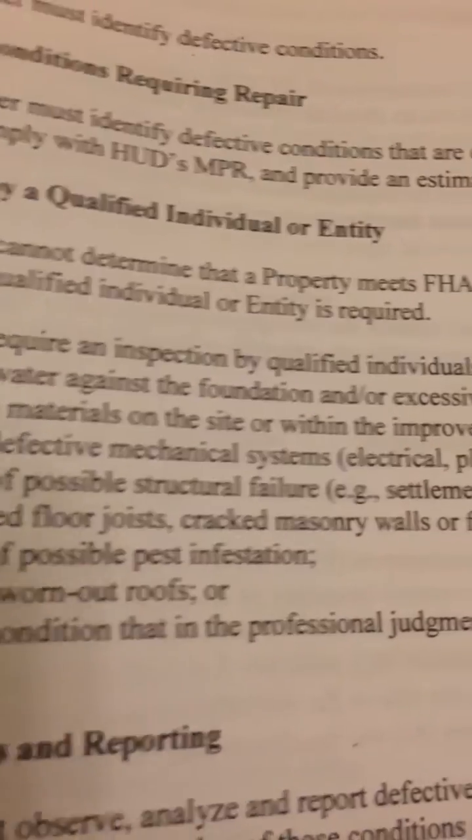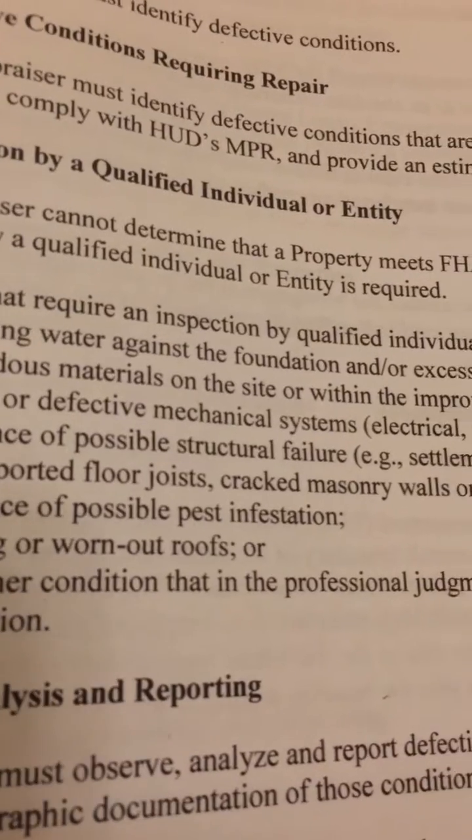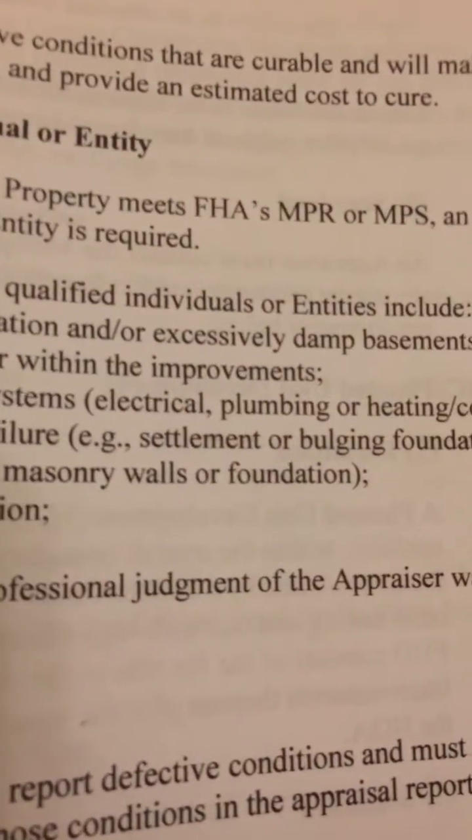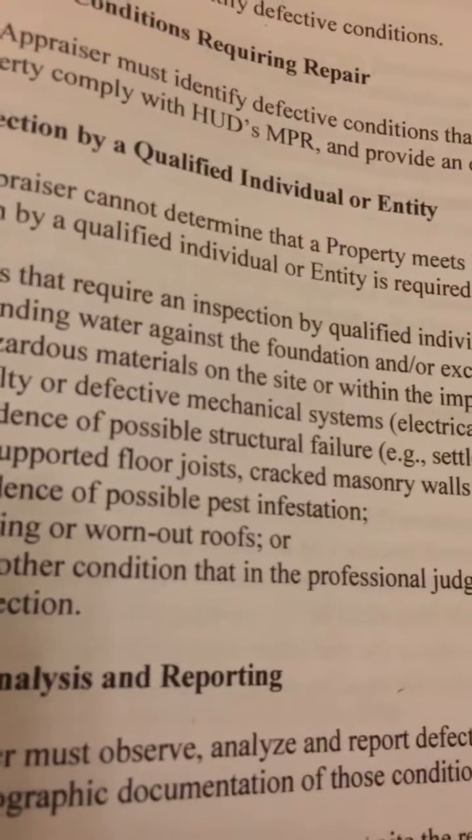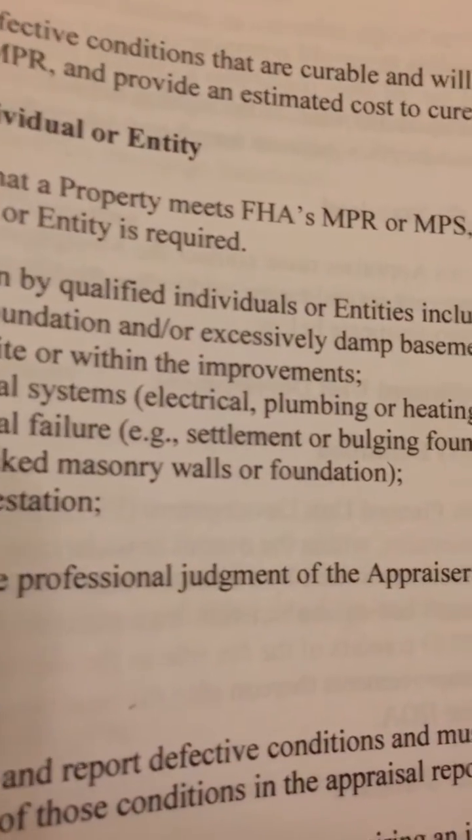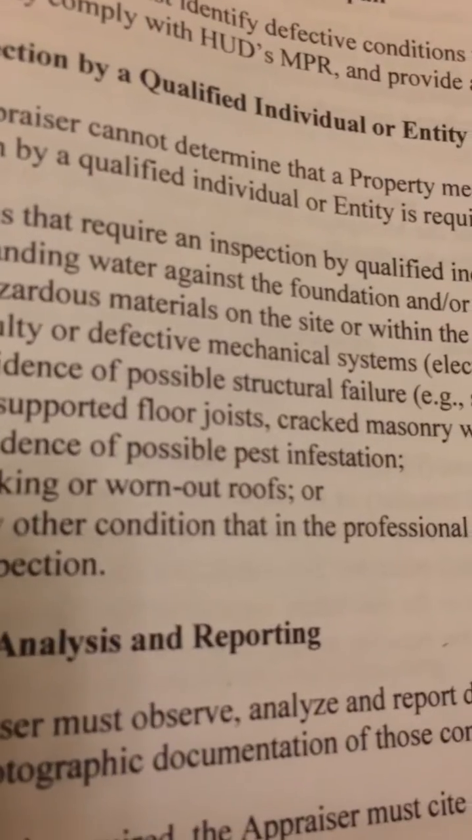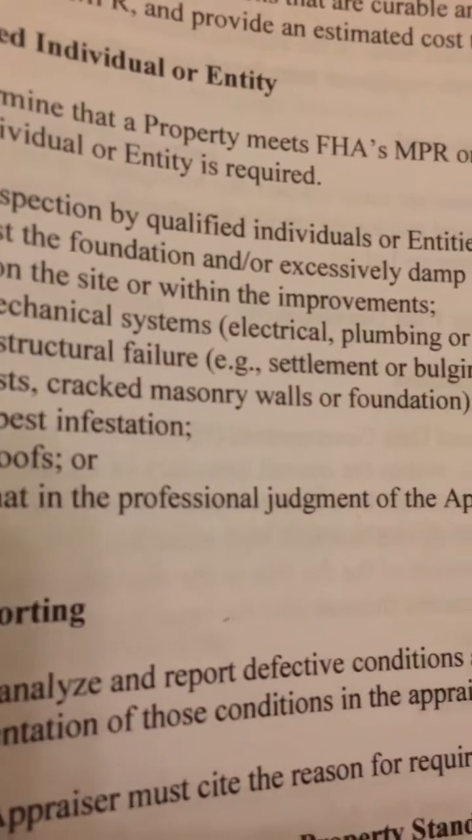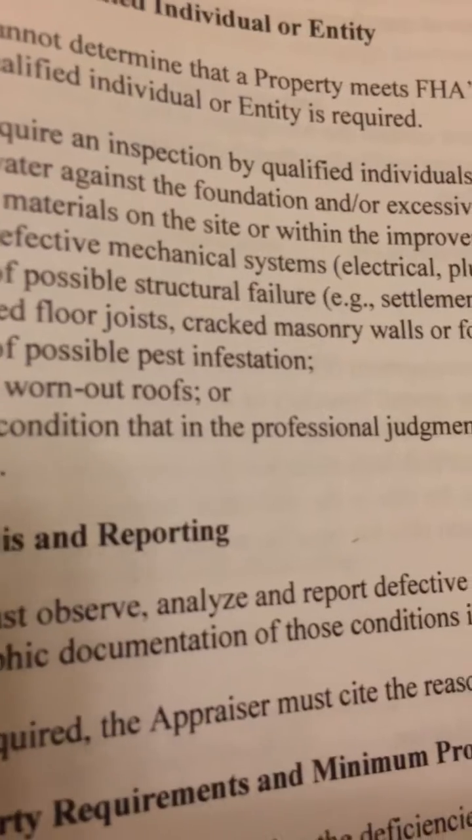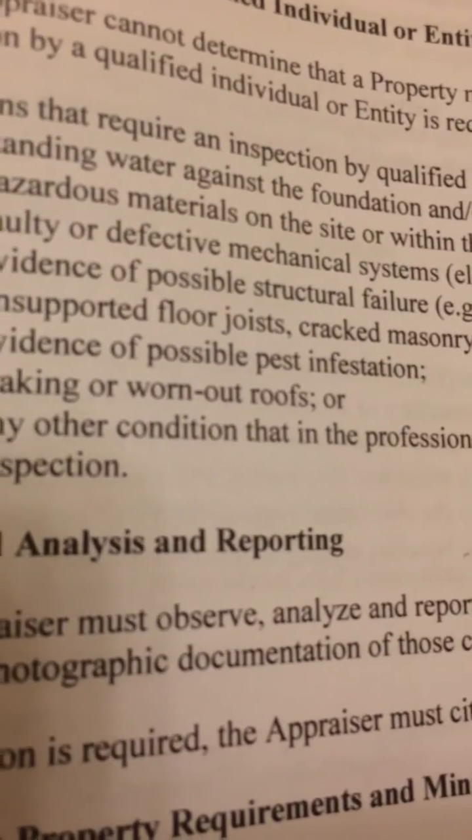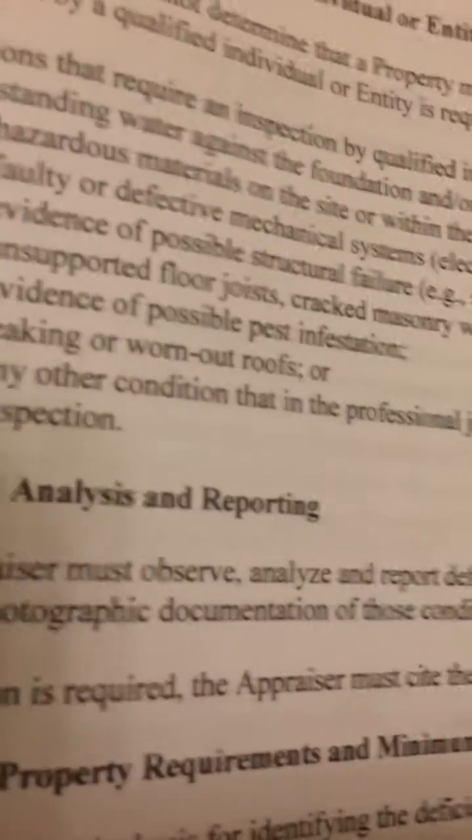hazardous materials on the site or within the improvements, faulty or defective mechanical systems, electrical, plumbing, or heating/cooling, evidence of possible structural failure, for instance, settlement or bulging foundation wall, unsupported floor joists, cracked masonry walls or foundation, evidence of possible pest infestation, leaking or worn out roofs, or any other condition that in the professional judgment of the appraiser warrants inspection.